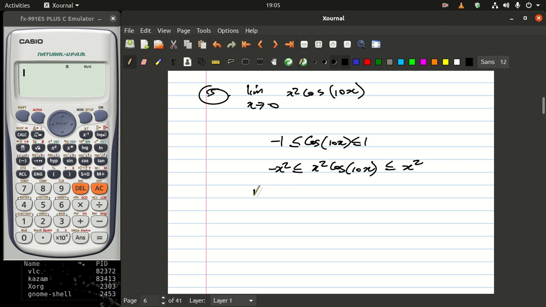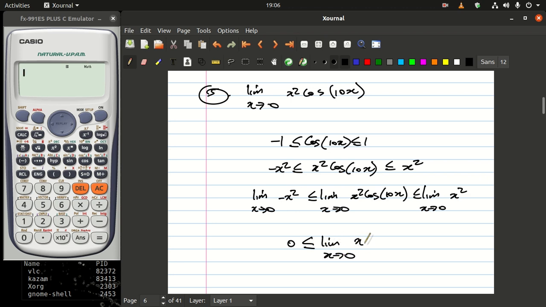And then after that, I'm going to take the limit as x approaches 0 of minus x squared less than or equal to the limit as x approaches 0 of x squared cosine of 10x less than or equal to the limit as x approaches 0 of x squared. And if you look carefully here, if I plug in 0, I will get minus 0 squared, which is just 0, less than or equal to the limit as x approaches 0 of x squared times cosine of 10x, less than or equal to 0 squared, which is just 0.